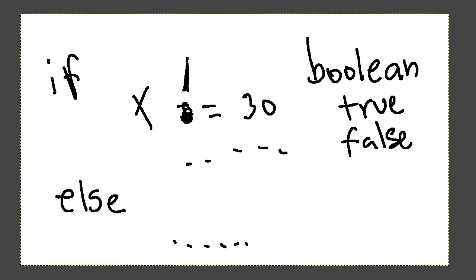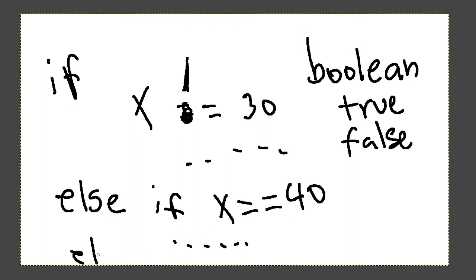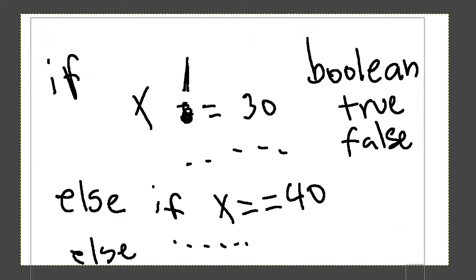Let's say this first condition, x doesn't equal 30, doesn't work. We can test something else. It'll be else if x equals 40, and we'll do that. And if it finally doesn't work, we can do another else statement, just saying, if nothing else works, just try this. And that's how basic if and else statements work.